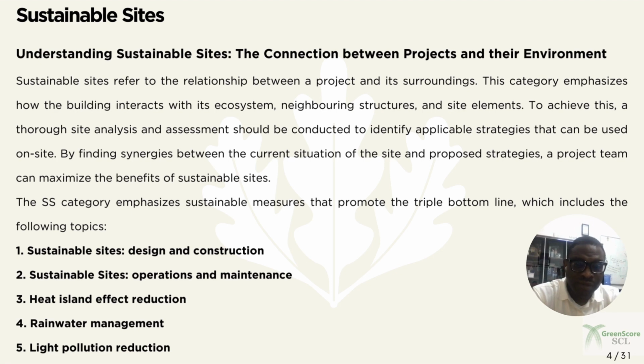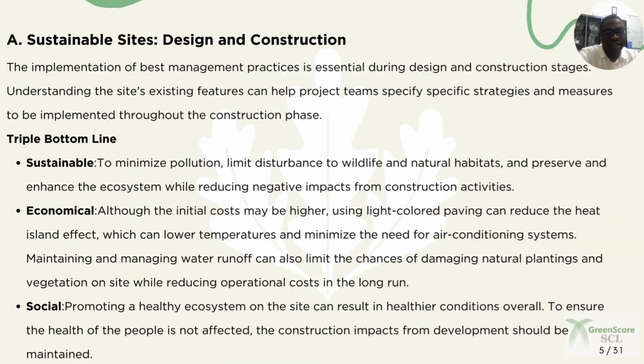Now, there are measures that have been designed under the sustainable sites category to promote the triple bottom line benefits. And I'll mention the 5 of them as we proceed. The design and construction strategy, operations and maintenance strategies, the reduction of heat island effects, management of rainwater, and light pollution reduction.